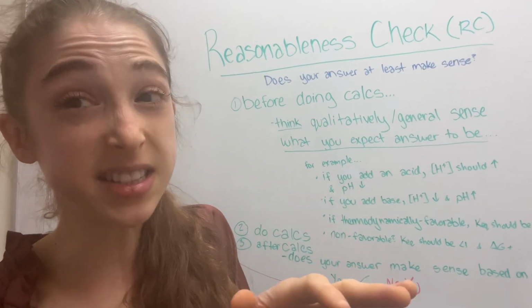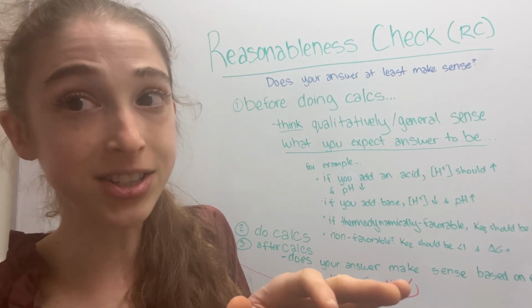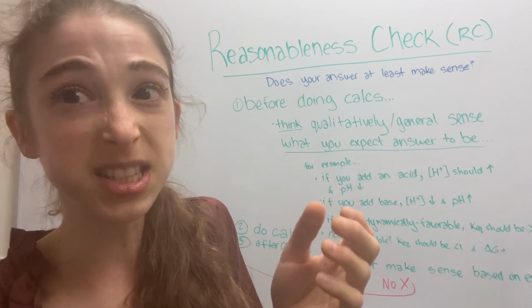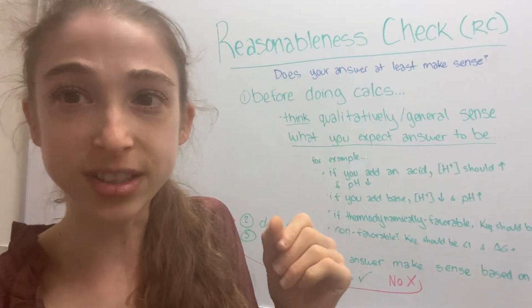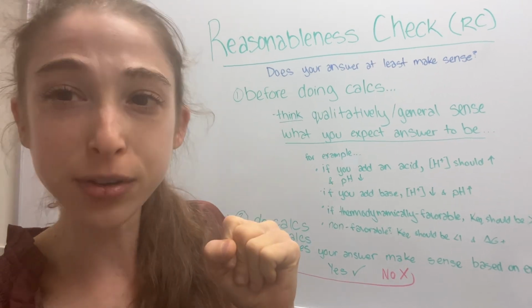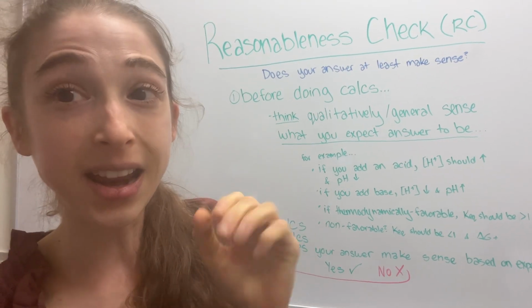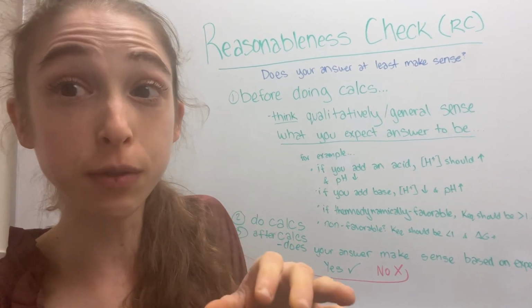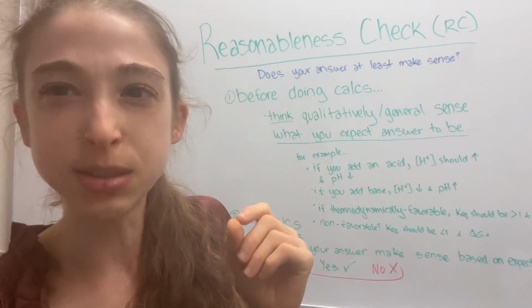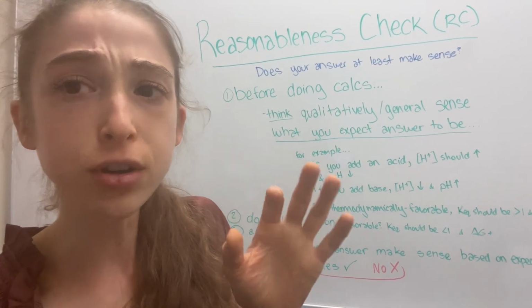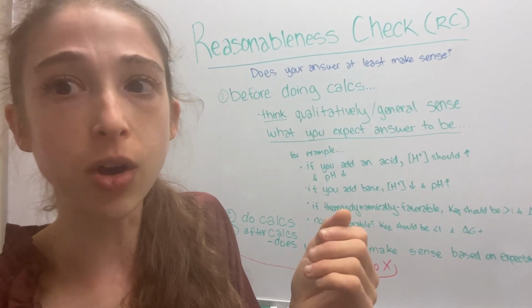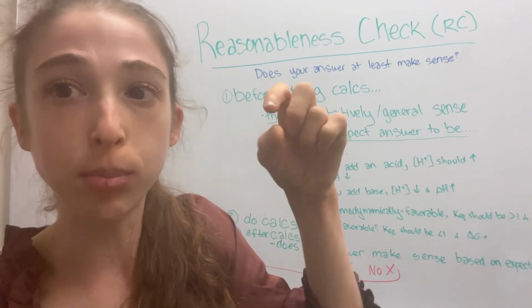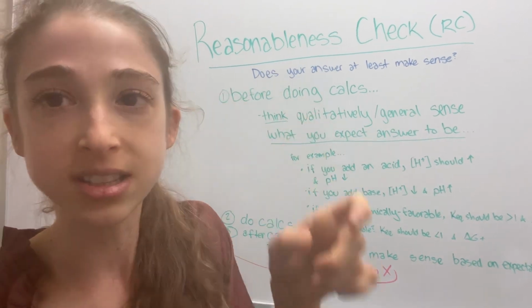Unfortunately, it's really easy to make silly mistakes when you're doing calculations, but fortunately, sometimes these mistakes are really easy to see as long as you incorporate a reasonableness check, or RC, whenever you're doing calculations. I highly recommend, and for my students will require, that you make this part of your routine: whenever you're doing a calculation, you check at the end.